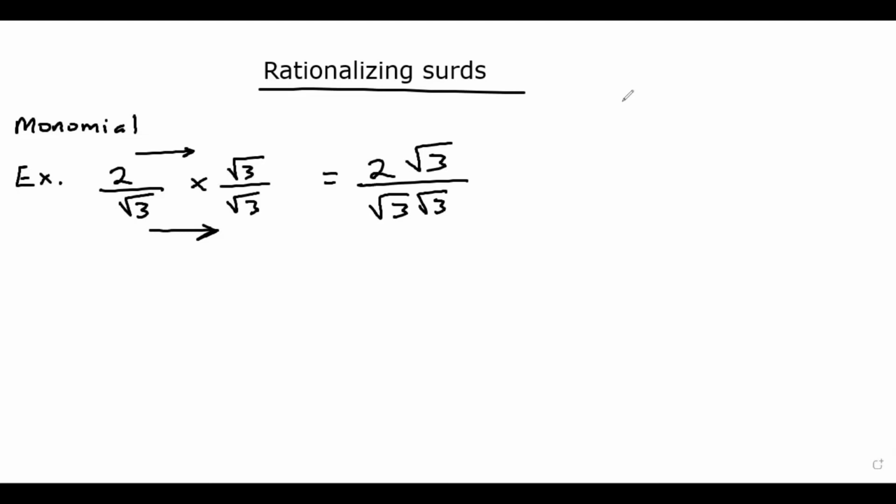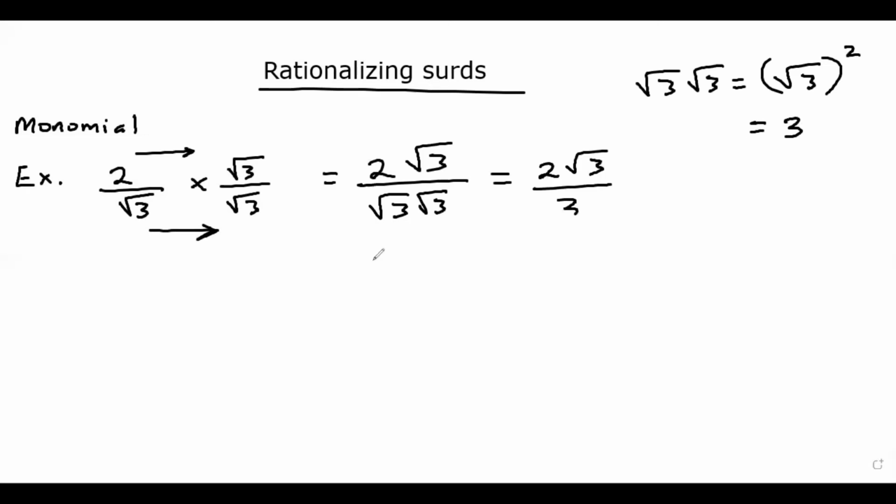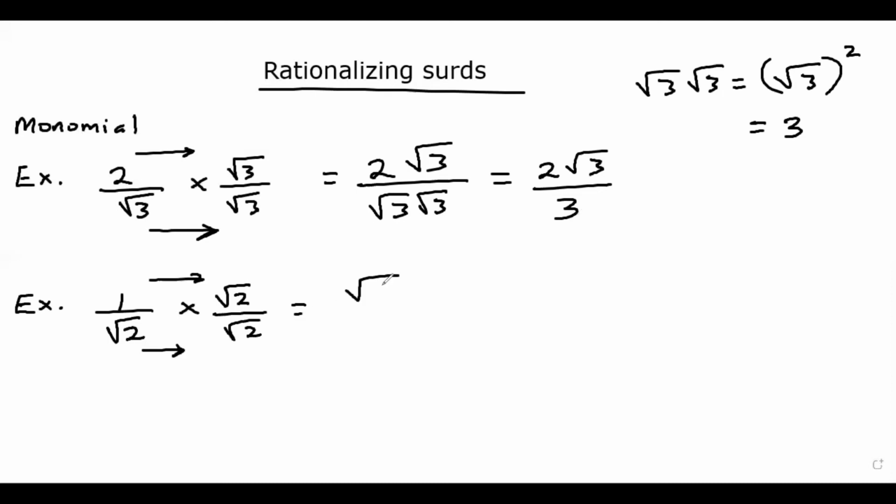And if you watch the previous video, root 3 root 3 is the same thing as saying root 3 squared, which is the same thing as saying 3. So that would be 2 root 3 over 3, and that would be a final answer. Another example, let's say we have 1 over root 2. Again, we multiply by root 2 over root 2, and we're multiplying across. So it would be root 2 over 2, because root 2 times root 2, that's 2.